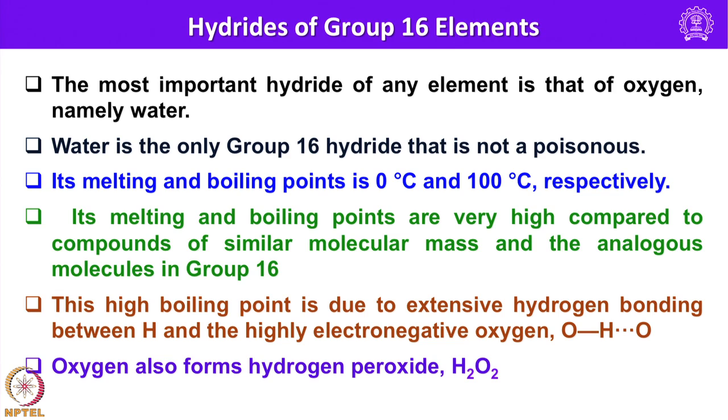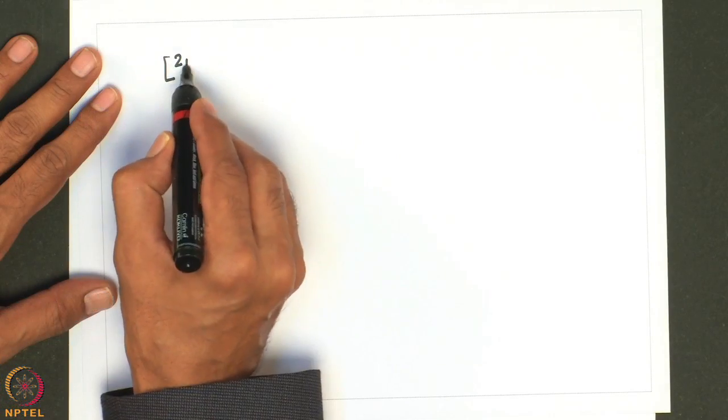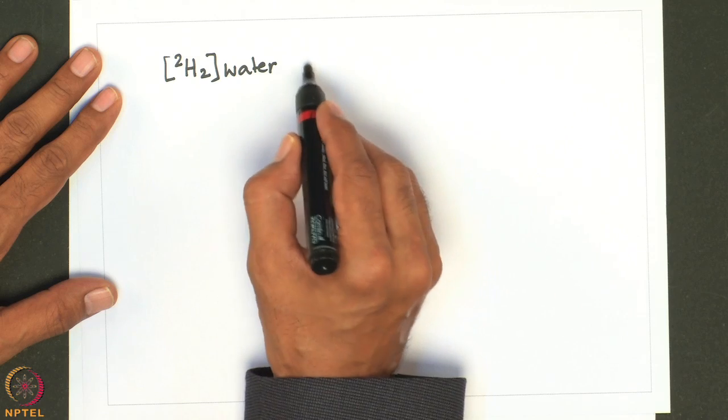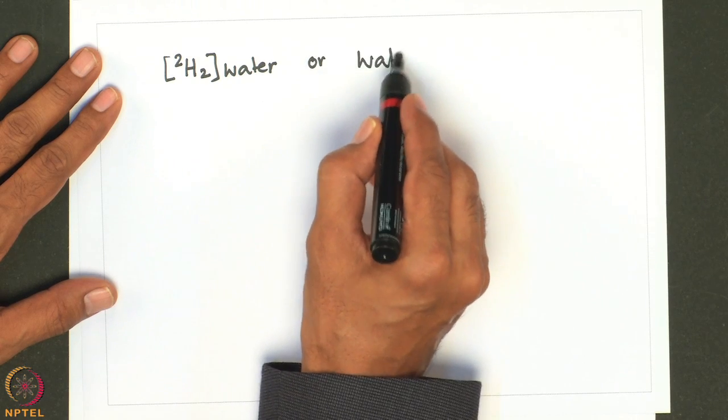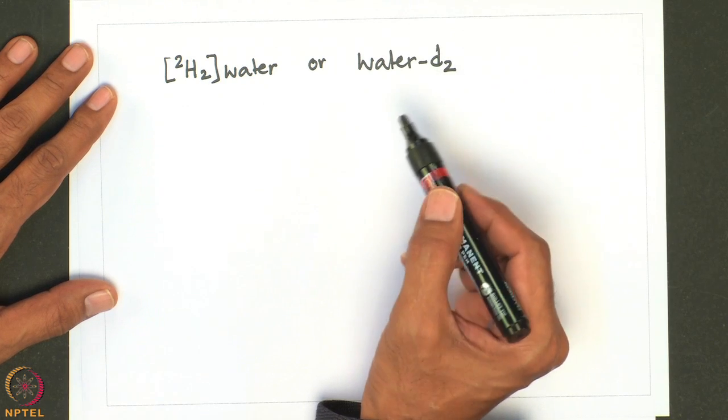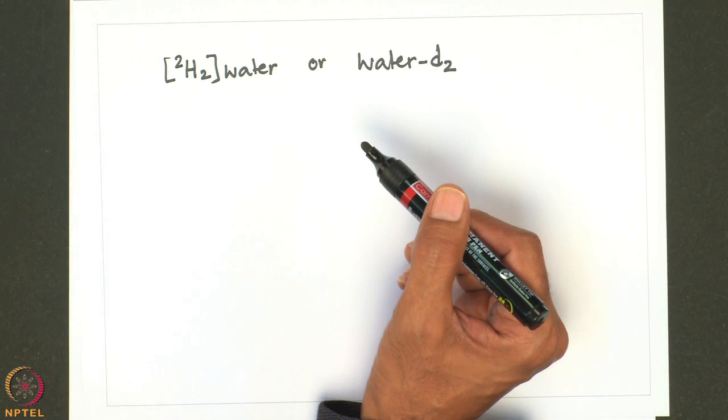Let me not go into the details. The high boiling point is due to extensive hydrogen bonding between hydrogen and highly electronegative oxygen. Oxygen also forms hydrogen peroxide, that is H2O2. A deuterium label in heavy water is indicated by writing 2H2O, or simply D2O, so this indicates it is heavy water or D2O, and similarly for other labeled compounds.